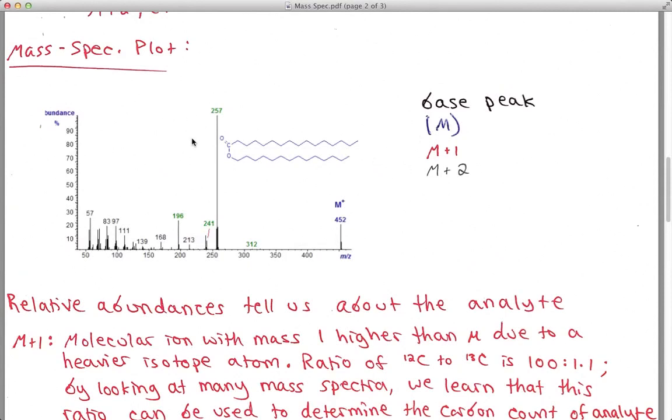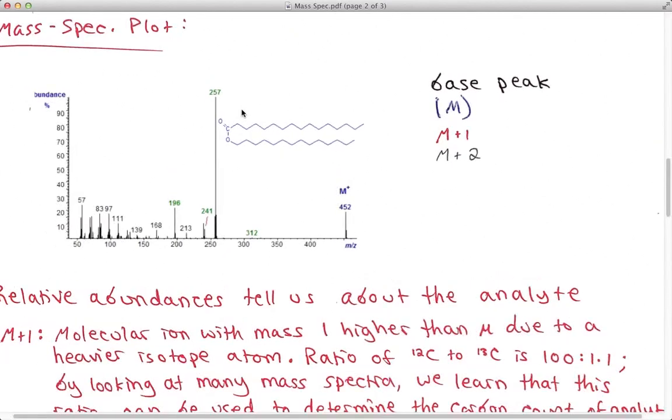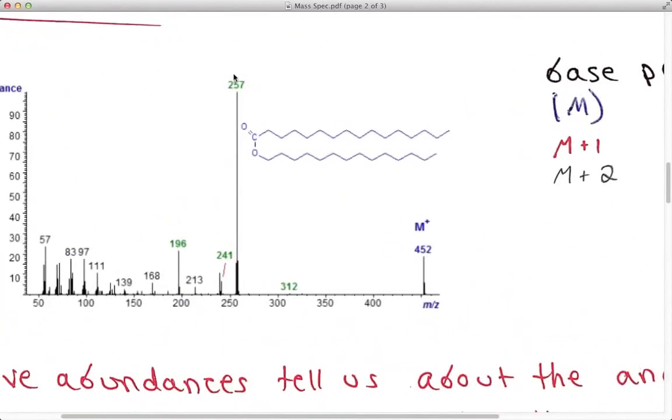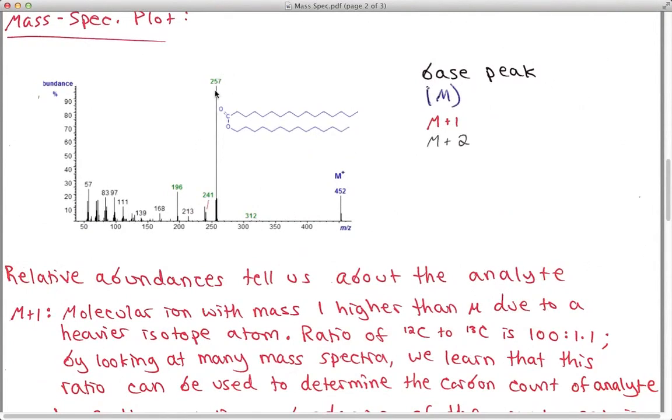Some terminology pertaining to the mass spec plot. The base peak, by definition, will always be the highest peak on the graph, whether it's M or a fragment ion, as it is in this case. I'm not particularly sure how great the resolution of this will be once it's uploaded, but here it's 257. This is our base peak. For purposes of convenience, mass spec will usually give a readout where the highest abundance is given 100%, because everything is then measured relative to that. So the highest peak is always going to be our base peak.